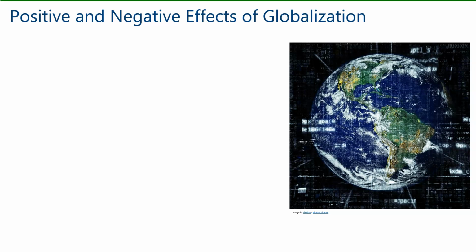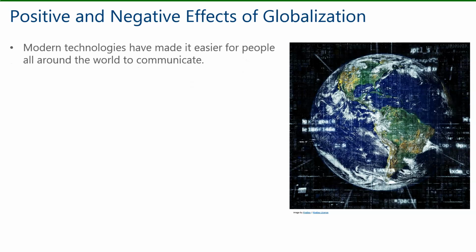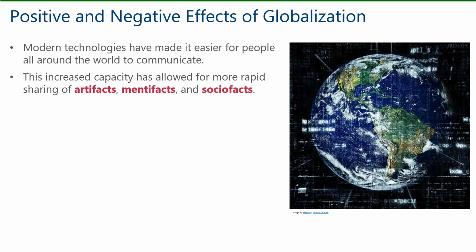Let's talk about the positive and negative effects of globalization. Modern technologies have made it easier for people all around the world to communicate. This increased capacity has allowed for more rapid sharing of artifacts, mentefacts, and sociofacts. We talked about that in the first lesson of this section, talking about culture and change and time-space compression.